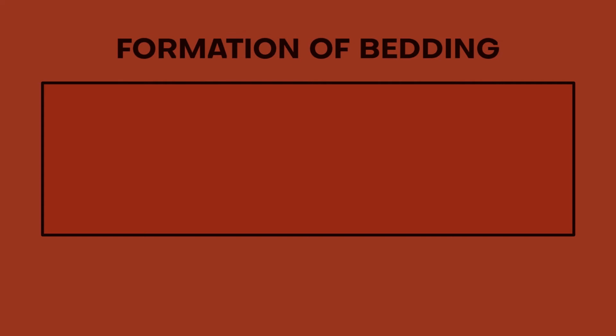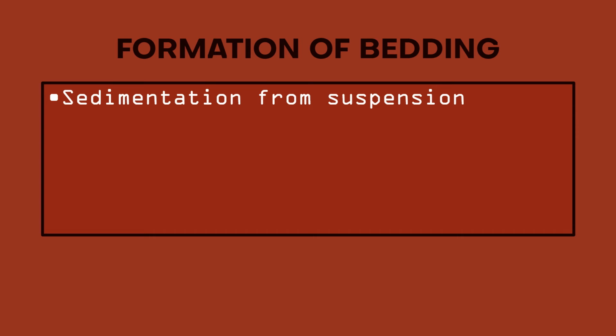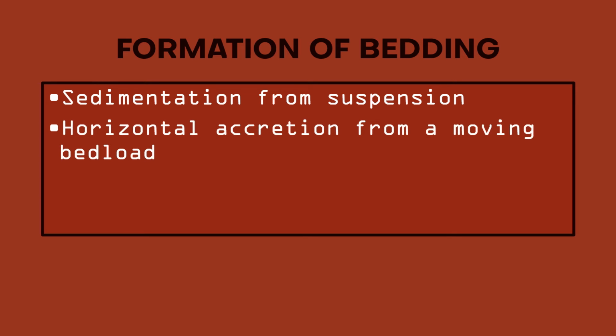So what are the processes that form bedding? There are three different sedimentary processes that form bedding. First is sedimentation from suspension. Sedimentation is a process of allowing particles in suspension in water to settle out of the suspension under the effect of gravity. Next is the horizontal accretion from a moving bed load.